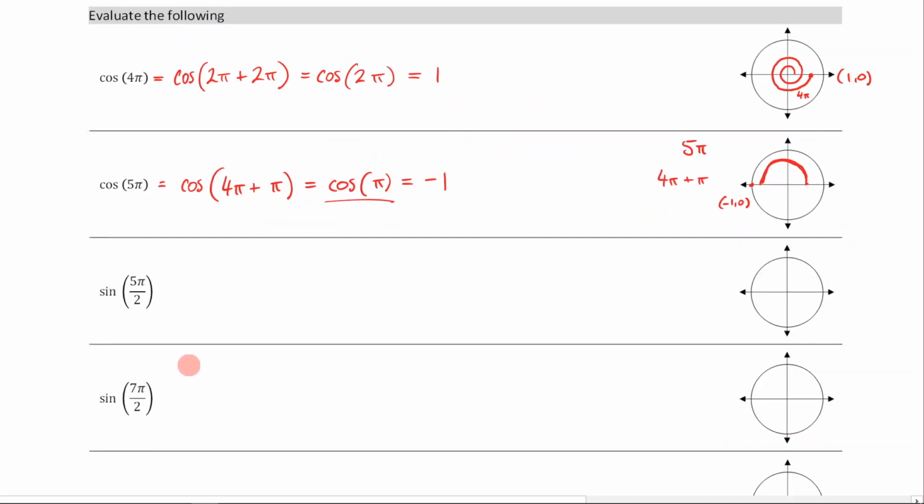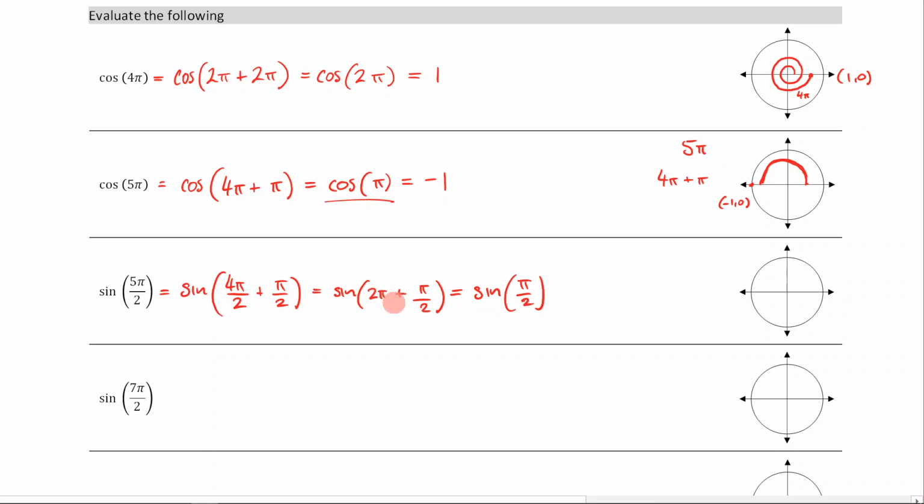All right, let's go through our next one. It's sine of 5 pi on 2. Again, I'm going to break it up so I have a multiple of 2 pi plus something. I could write this as sine of 4 pi on 2 plus pi on 2, because that's equal to 5 pi on 2. I know that 4 pi on 2 is simply 2 pi, then I'm going to add pi on 2 onto it. So what I'm left with is just sine of pi on 2, because the 2 pi is just saying go back to where you started.